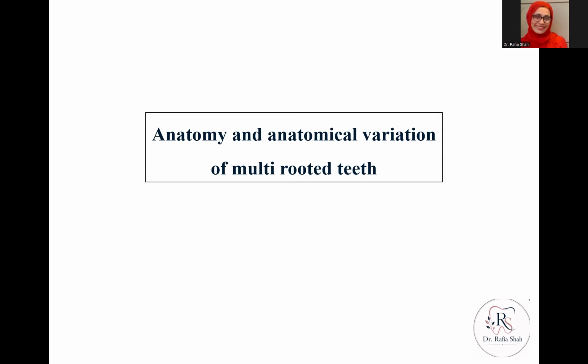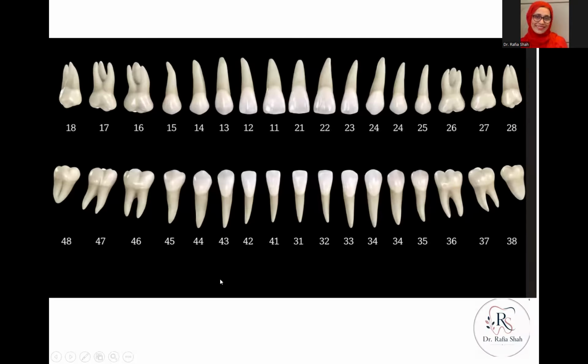To talk about furcation invasion or furcation involvement in my next video. Before that, I thought, why don't we go for the anatomy and anatomic variation of multi-rooted teeth before understanding furcation invasion. As we know, we are blessed with a different number of teeth. In the permanent dentition, we have 32 teeth, 16 in the upper arch and 16 in the lower arch.